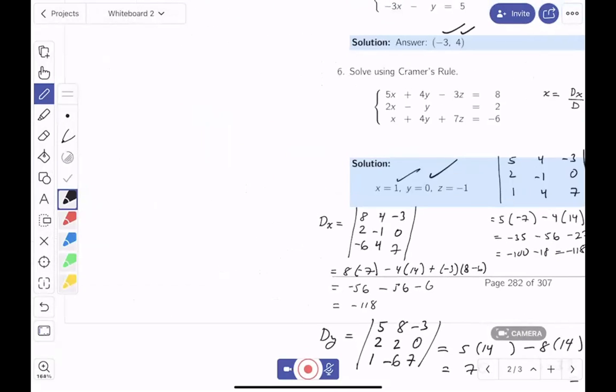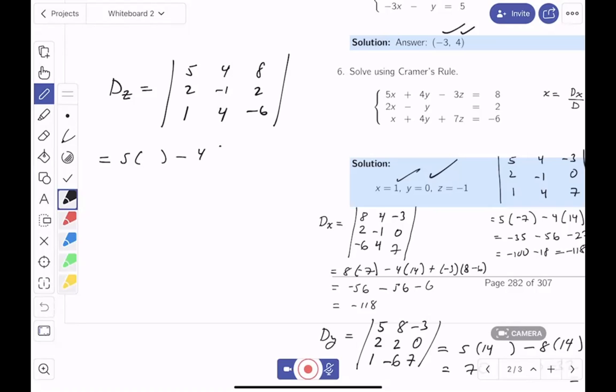And getting a little better at this. dz. Let's see, 5, 2, 1, 4 minus 1, 4. And 8, 2 minus 6. Kind of tedious, it really is. Let's put this down. 5 times something minus 4 times something plus 8 times something. Let's take a look at it. So it's going to be 6 and minus 8.